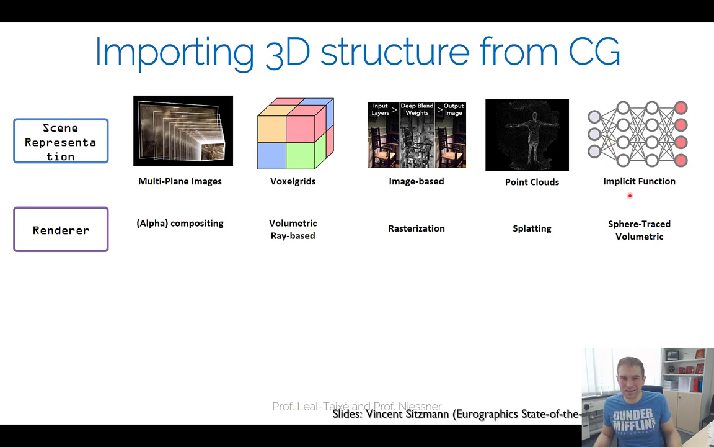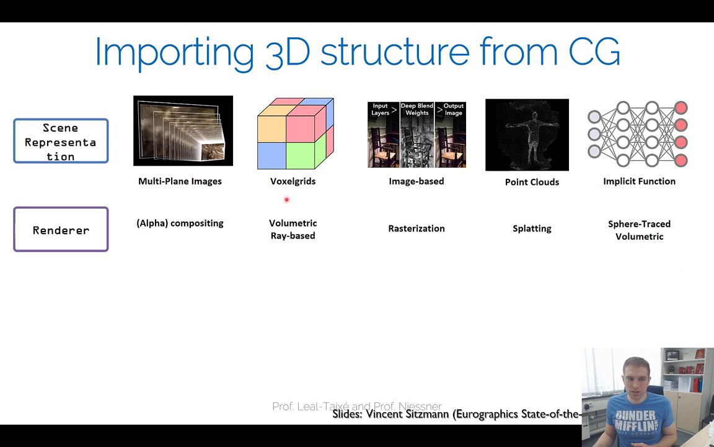This is one thing that has been shown very recently. So they say, okay, well, let's use the 3D part for the supervision, but the network itself is just a fully connected layer, basically. It sounds pretty cool when you name it implicit functions, but in practice, that's just a fully connected layer. And then there's different versions of renderers, right?